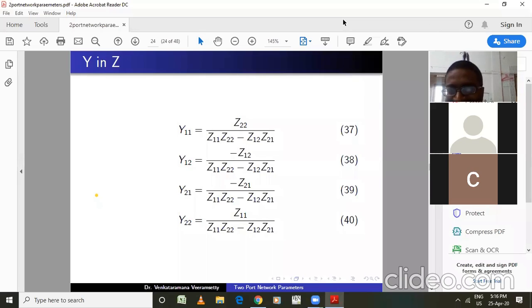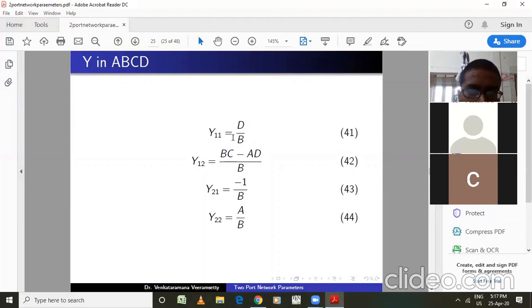Right. Similarly, we will check in terms of the ABCD parameters. If Y11 equal to Y22, then the given two-port network is a symmetrical network. So if Y11 equal to Y22, then D by B equal to A by B, then A equal to D. That means if for a given two-port network we know the transmission line parameters and want to check whether it is a symmetric network or not, then if A equal to D, the given two-port network is a symmetric network. So that is in terms of the ABCD.